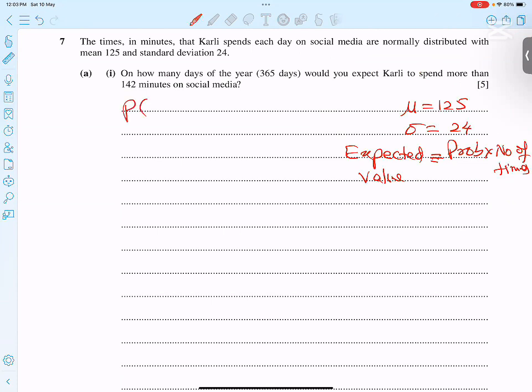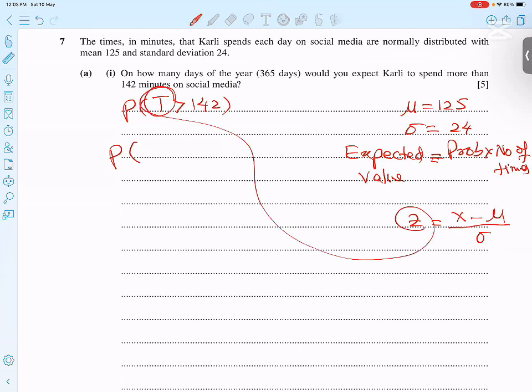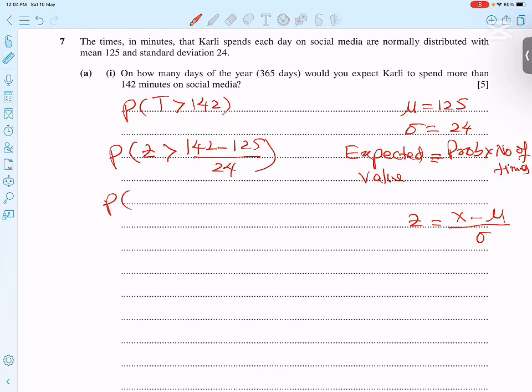So let's start. Time is more than 142 minutes. How can we do it, students? First of all, we have a formula, as you know. Whenever we have this data, I can't use the table directly. If we want to use the table, the formula is x minus mean over deviation, which converts into z. X is this number, and mean and deviation you can see on top. So 142 minus mean over deviation 24. If I type this in the calculator, I get 0.708 to 3 decimal places.